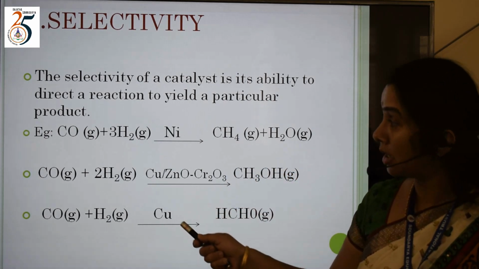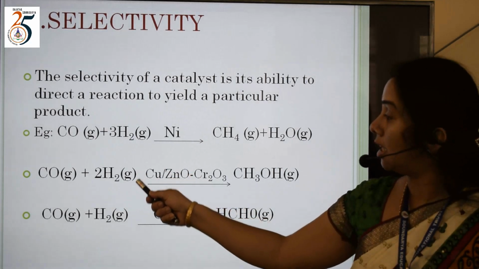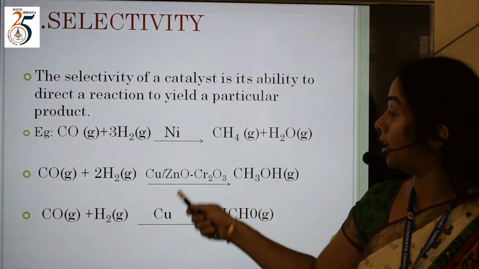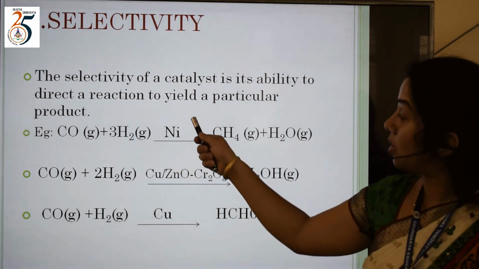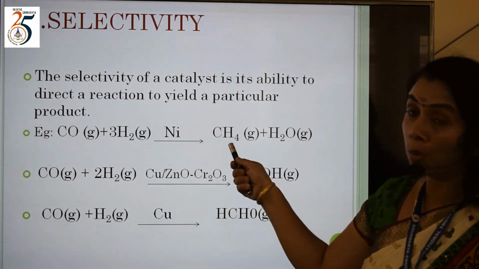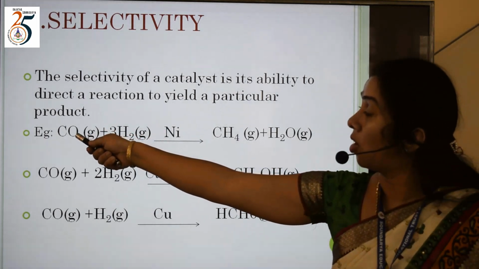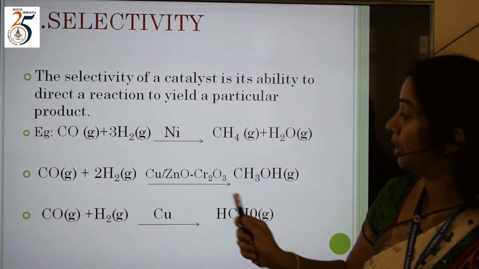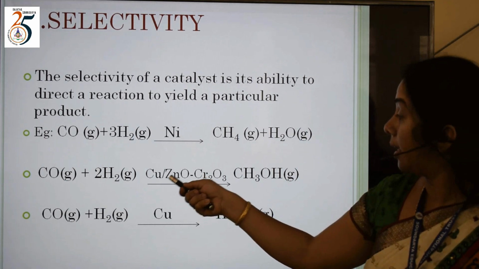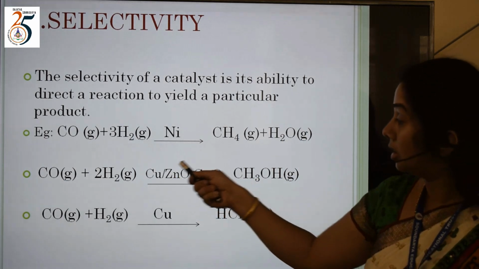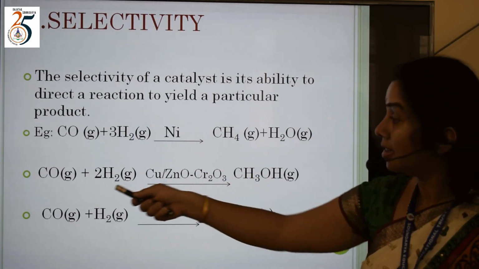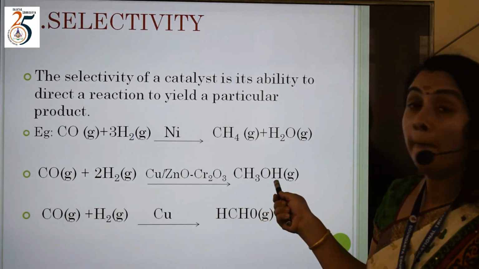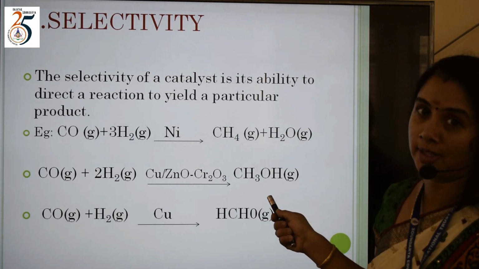For example, very important, see, in all three examples, we have carbon monoxide and hydrogen. But the catalyst used in the three cases is different. In the first case, when nickel catalyst is used, it undergoes the normal reduction process. Removal of oxygen, addition of hydrogen, we get methane plus release of water. Whereas, when we use copper in the presence of zinc oxide and chromium oxide, this combo pack of catalyst, with the same reactants, carbon monoxide and hydrogen, both gaseous, we get methanol, CH3OH, as the product.